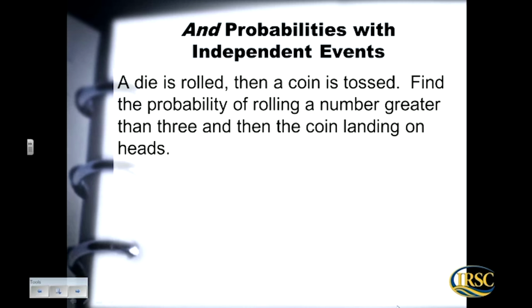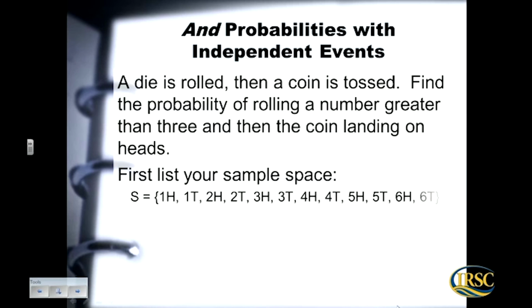What you have done in the past is you've looked at what all the outcomes were. And a lot of the times the book did this for you, is they listed your sample space. For example, you could roll the die and get a 1, and flip the coin and get heads. Or you can roll the die and get a 1, and flip the coin and get tails. Right? Those 2 different things that you can get. So here are all the different events that could happen. So after you've listed this sample space, then you can find the probability of rolling a number greater than 3, and then the coin landing on heads.